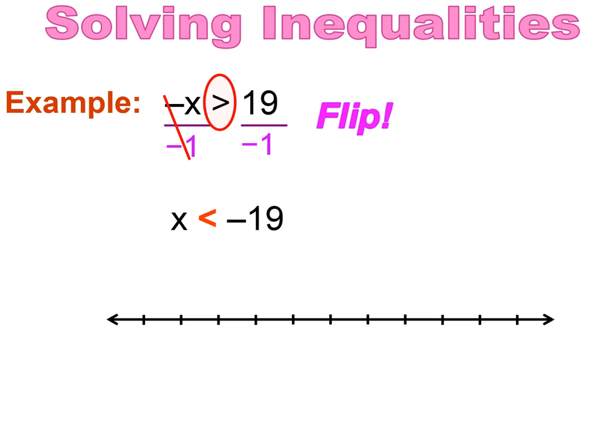So be really careful. You're going to have to flip the inequality whenever you divide by a negative. So now I would graph my solution. It's an open circle at negative 19, and we shade to the left.